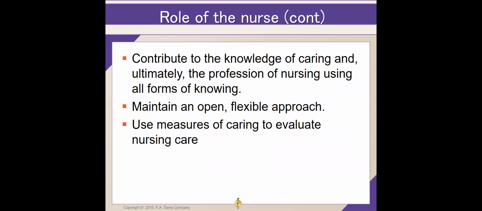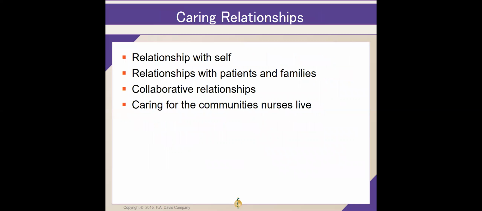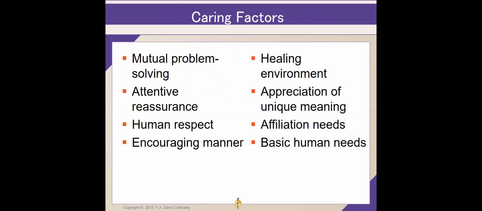And now you understand those forms of knowing from your work with CARPR, and they maintain an open and flexible approach. The RN can use measures of caring, which of course Duffy suggests the CAT, to evaluate nursing care. Caring relationships occur with yourself, with patients and families. They're collaborative with other healthcare members, and they also involve the broader community.